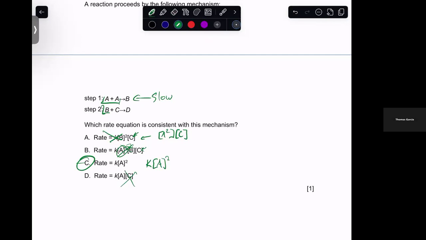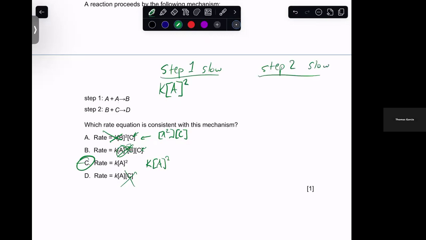Here's how you can also do it, instead of just guessing for each one and checking it out. We can literally just create the rate equation for either step. If step 1 is slow, we can see that is clearly K A squared. If step 2 is slow, we have two possible rate equations to write. We could say K, B, C, or we can realize that B is an intermediate and say K, A squared, C. These are our two possible rate equations. Those are the only two that are consistent with the mechanism of reaction as shown.